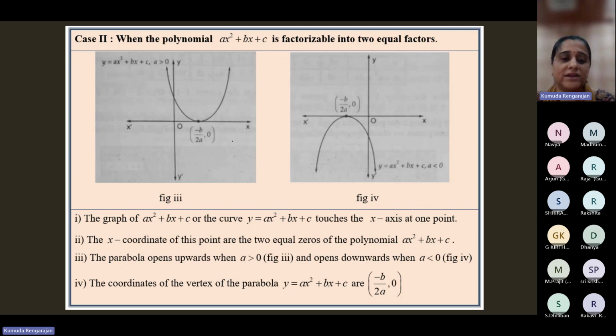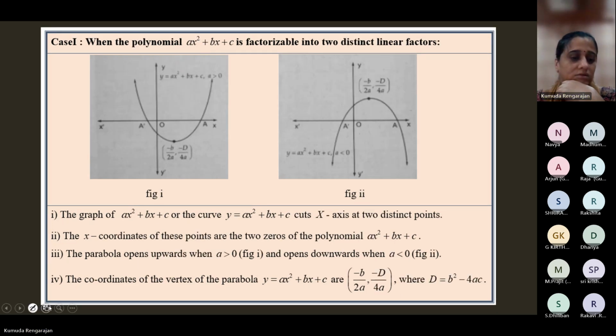And in this case, the y coordinate is 0. Why? Because now this is minus D by 4A. But see here, since it touches the x-axis, for any point lying on the x-axis, the y coordinate is 0. See, here the vertex is here and here. So obviously this one cannot be 0.